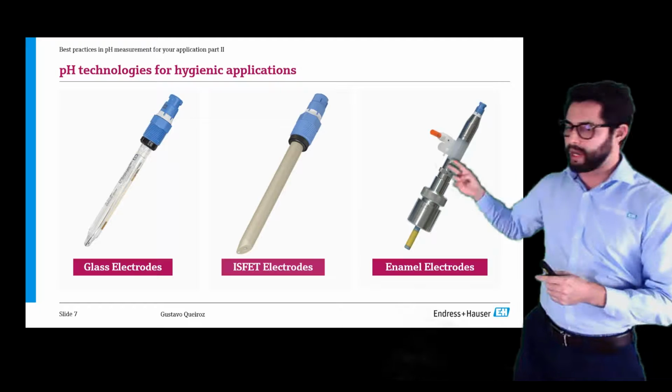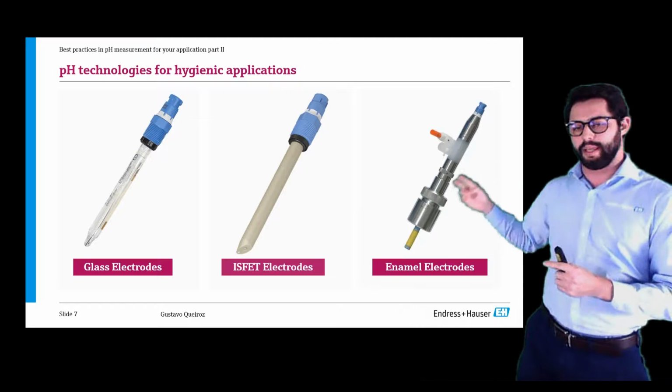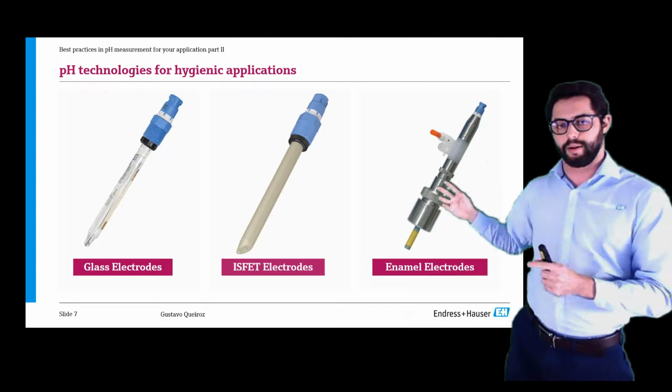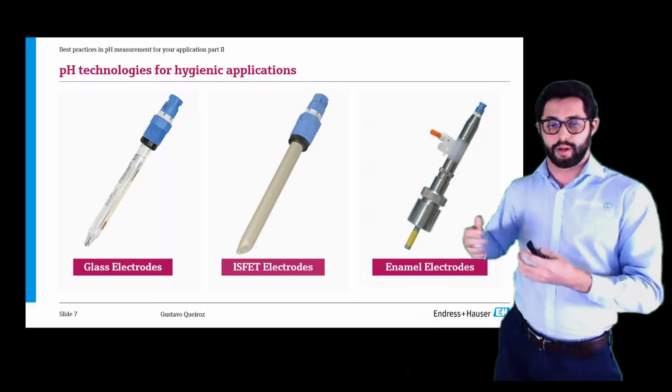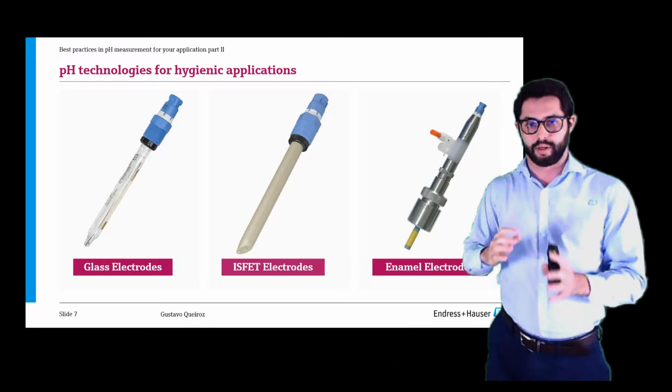And we do have a third option called enamel electrodes, which are also very robust, and we're going to talk a little bit further later on in the presentation. Okay, so these are the three main technologies for hygienic applications, and let's go a little bit deeper into each one of them.